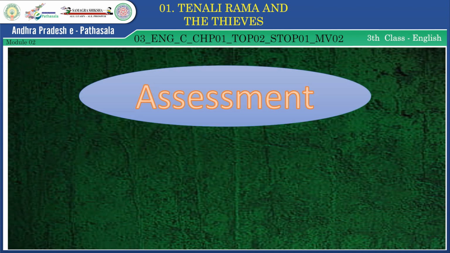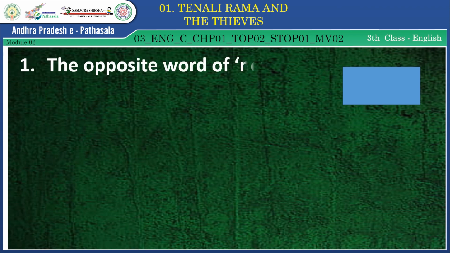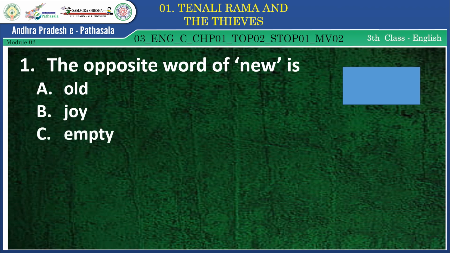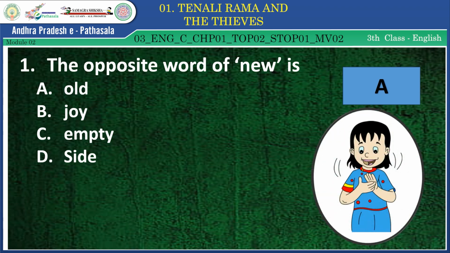Children, let us answer some questions from the lesson. The opposite word of new is A. Old. B. Joy. C. Empty. D. Sigh. You are right. The correct answer is A. Old. Let's move to the next question.